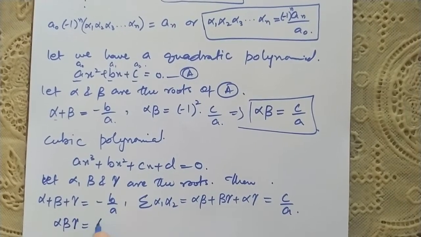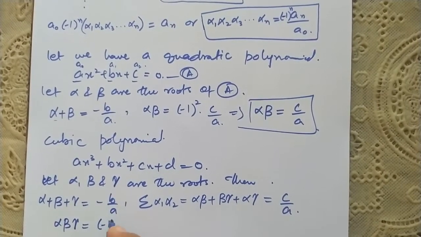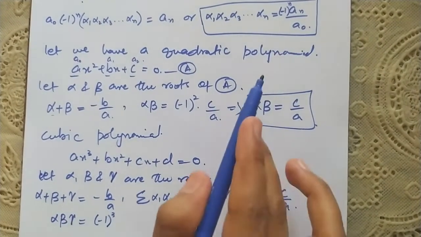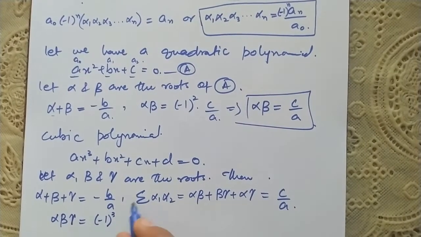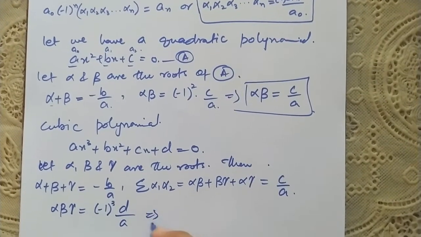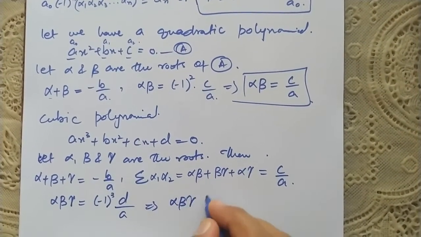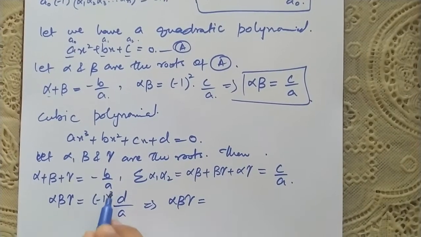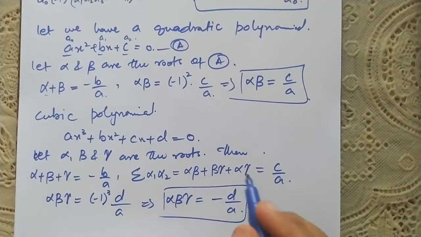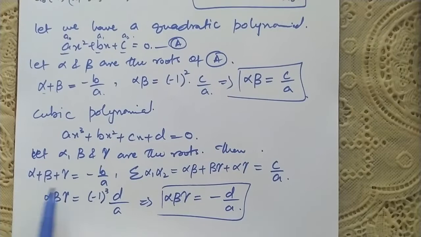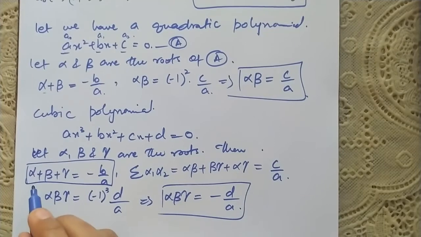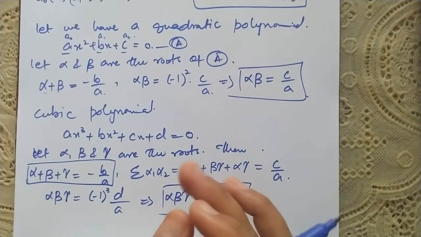And it is equal to minus 1 power n, and here n is equal to 3. So you will write here 3 times a n upon a naught, so it will be d upon a. Is it right? So alpha beta gamma is equal to minus 1 whole cube, which is equal to minus d upon a. So it is the product of the roots, the sum of the products of the roots, and the sum of the roots, right? And you can proceed in a similar manner for fourth degree and higher degree equations.